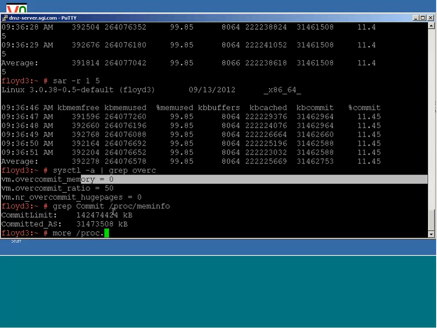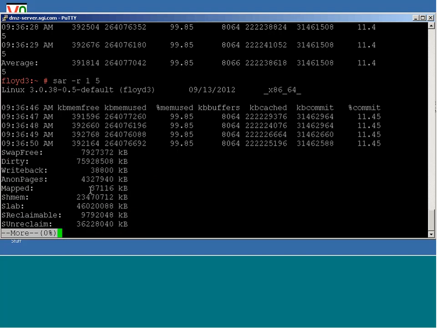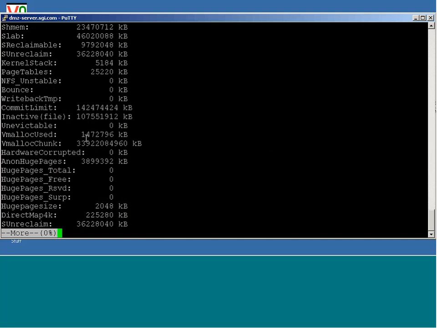But let me do a more on proc meminfo. The default then is to take swap plus half of physical memory. So this is saying my virtual memory will be half my physical memory plus my swap. So I take my physical memory, 264, cut that in half, 132, plus we're going to add swap to it, making it 142. So the way that limit is working is we take the ratio times total memory, and that was 50%, and then we add swap to it. So that should give me a commit limit. There we are, 142 gig.